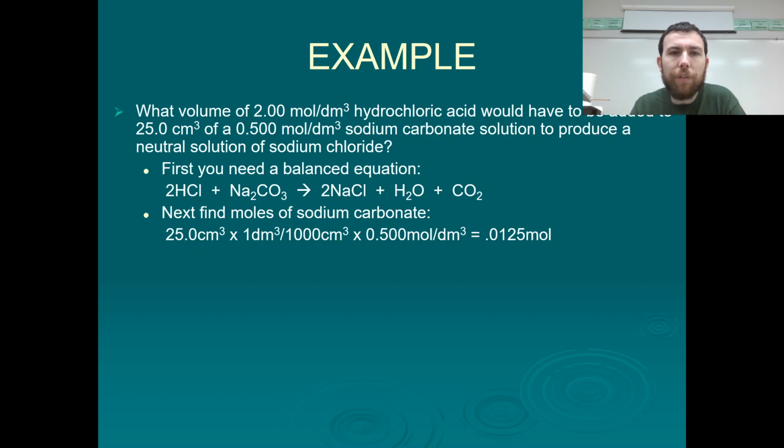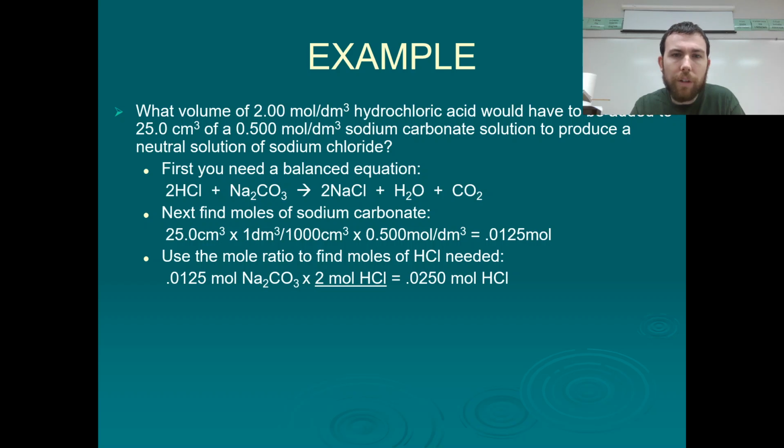Now, once we find the moles of sodium carbonate, we can go through and use the mole ratio from the balanced equation to get us into units of hydrochloric acid, which is what they're asking us to solve for, the volume of it. So use the mole ratio to find the moles of HCl needed. So we're going to take that 0.0125 moles, and we're going to multiply it by 2 over 1. So we find that we're going to need 0.0250 moles of hydrochloric acid in order to neutralize 0.0125 moles of Na2CO3.